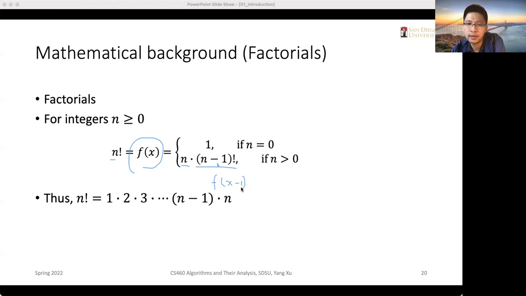Okay. And if we hit the recursion boundary when n equals 0, then we define it as 1. Okay, so this is the first mentioning of recursive definitions. And for divide and conquer algorithms, we will have a lot of recursions or recursive definitions in such a form or in similar form.